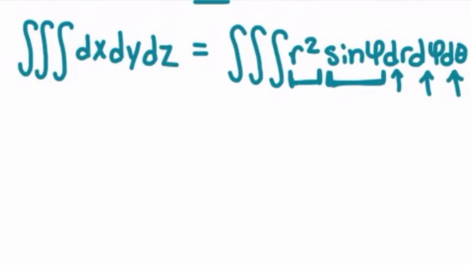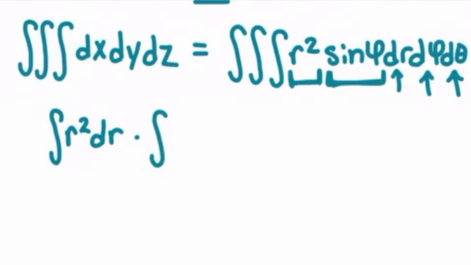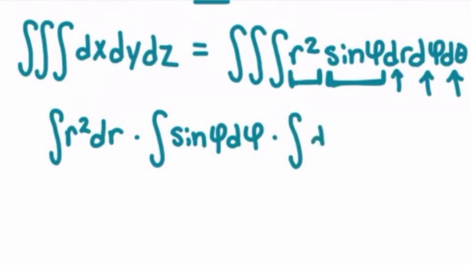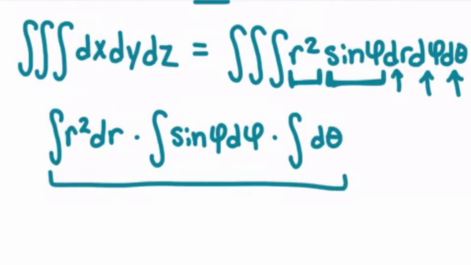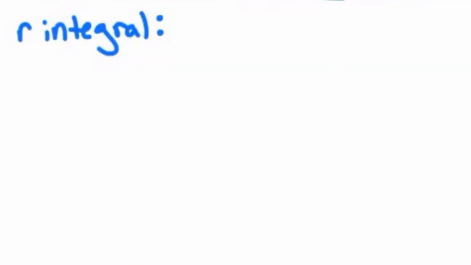So r squared doesn't depend on theta or phi, and sine phi doesn't depend on r or theta, which means I can do something a little unique in this case. I can actually split the integral apart. So in this video, that's exactly what we're going to do. We're going to split our integral into three different integrals that don't depend on each other and multiply the results. Of course, that's not always true, but because these are all separate things being multiplied together, we can perform that action.